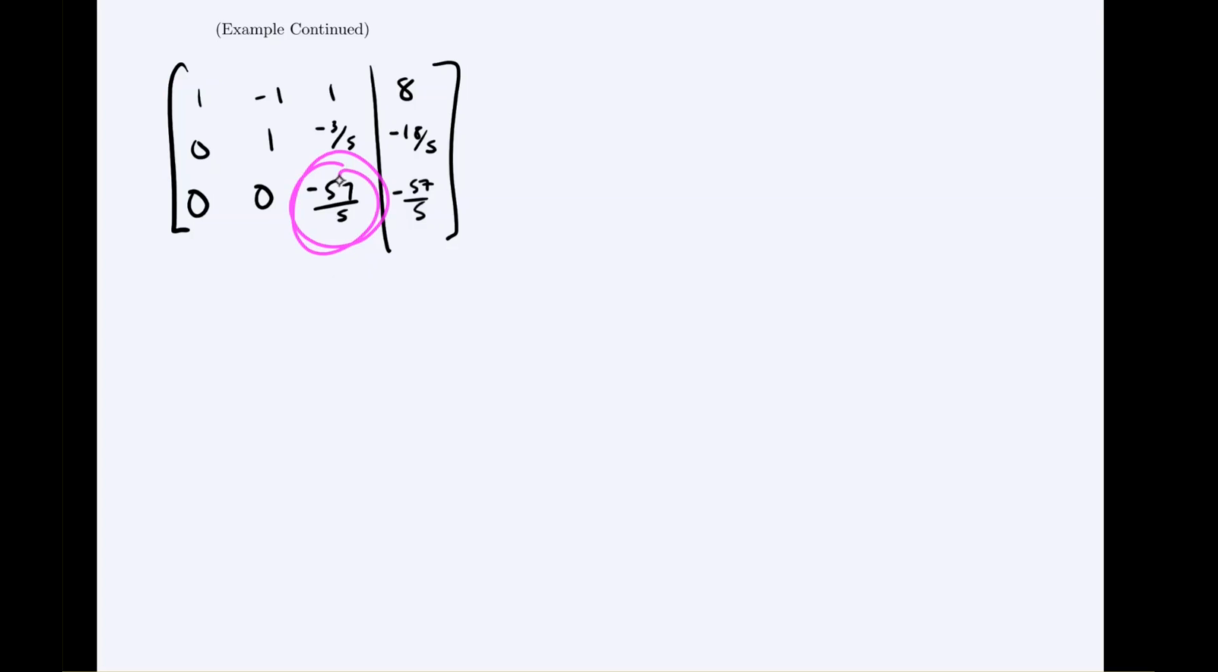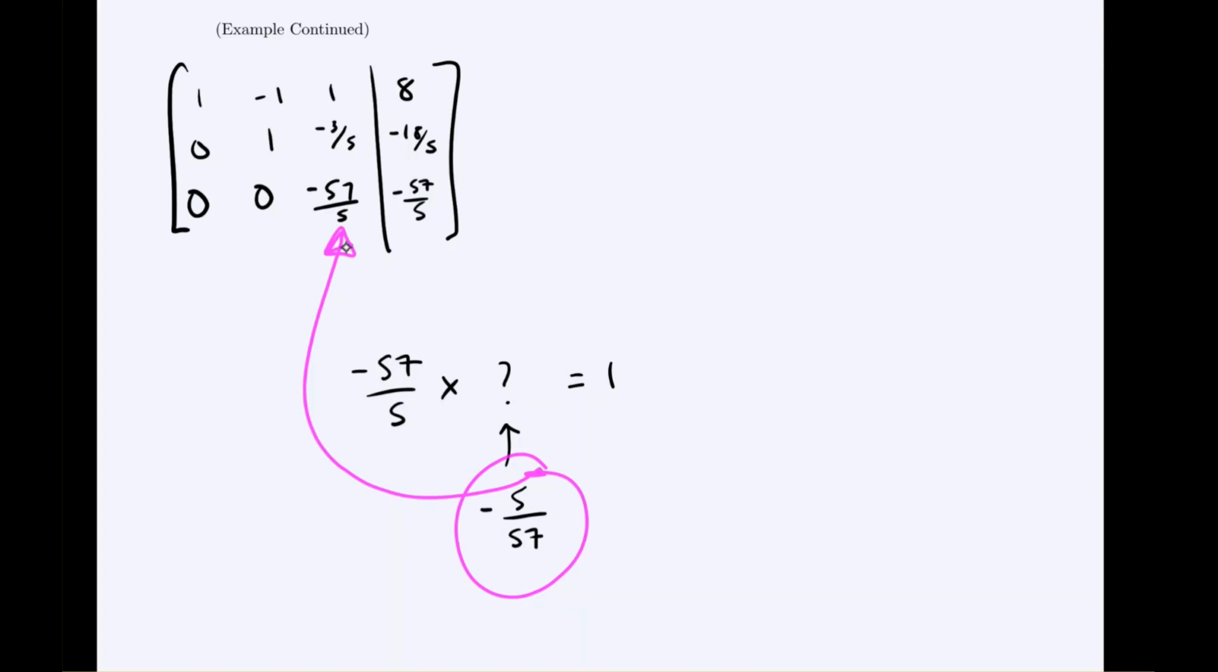Now this needs to be a 1. And what we can do is multiply it by its exact opposite, because we know negative 57 over 5 times what gives you 1? Well, the opposite would. So in this case, if we've got negative 57 divided by 5, we want negative times negative to give us positive, so negative 5 over 57. But the nice thing is whenever we multiply negative 5 over 57 times this, we get 1. But since we've got the exact same thing here, that's also 1.